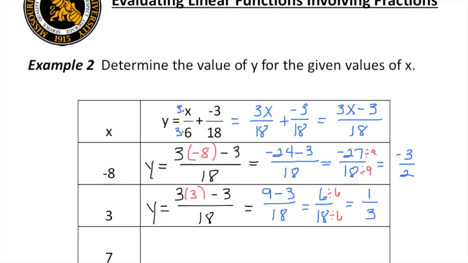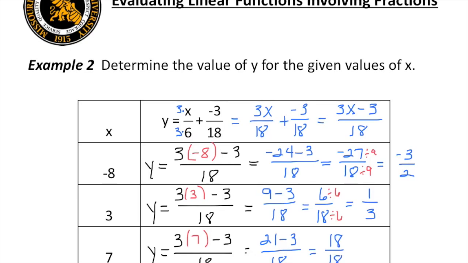Finally, let's evaluate this equation at 7. Again, replacing the x with a 7, then simplifying our numerator. We have 3 times 7, or 21, minus 3 over 18. 21 minus 3 is equal to 18, and 18 over 18 simplifies to 1.